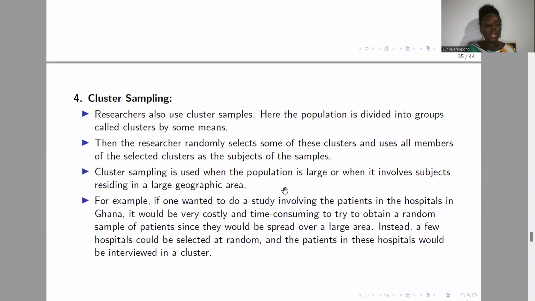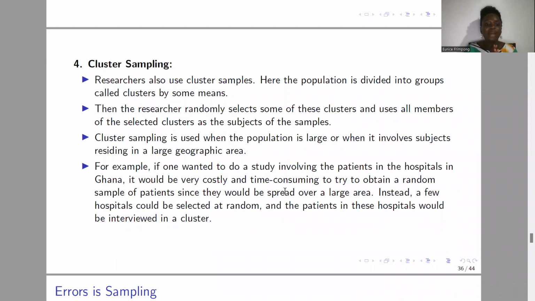Now, finally, we look at cluster sampling. Cluster sampling also divides your population into some form of categories or groupings. However, unlike stratified sampling, with cluster sampling, you randomly select some of these groups, all right?